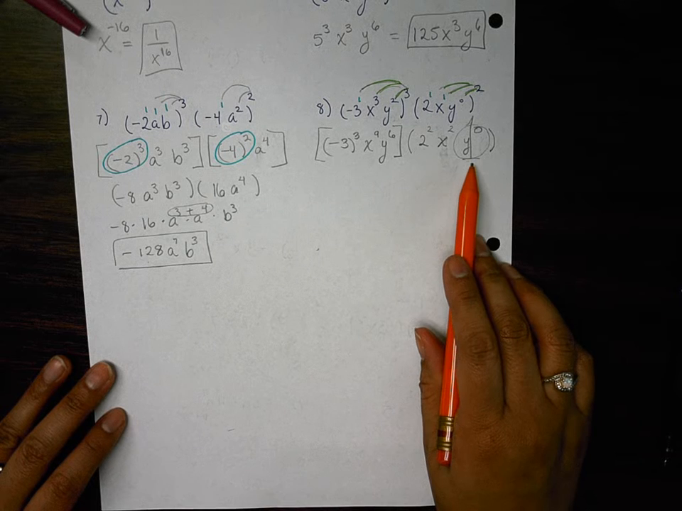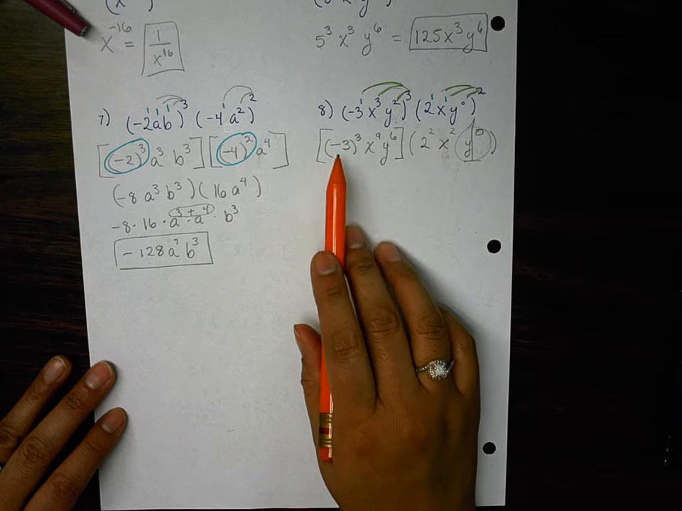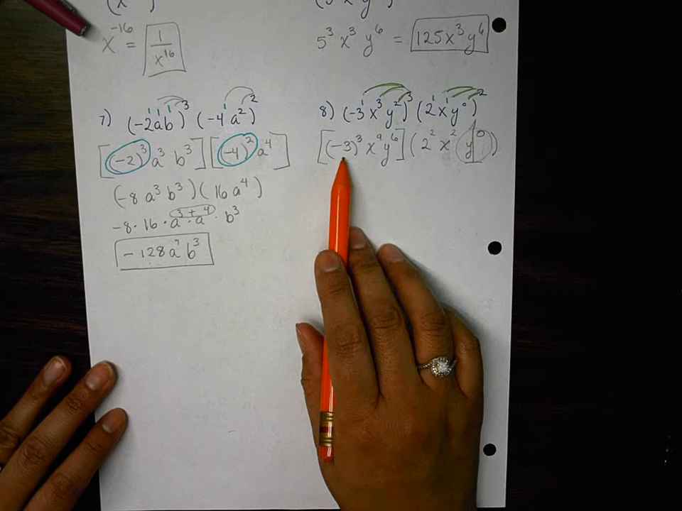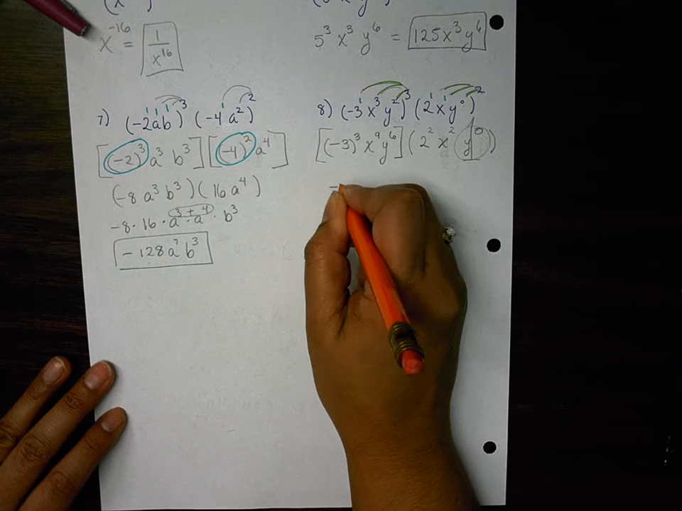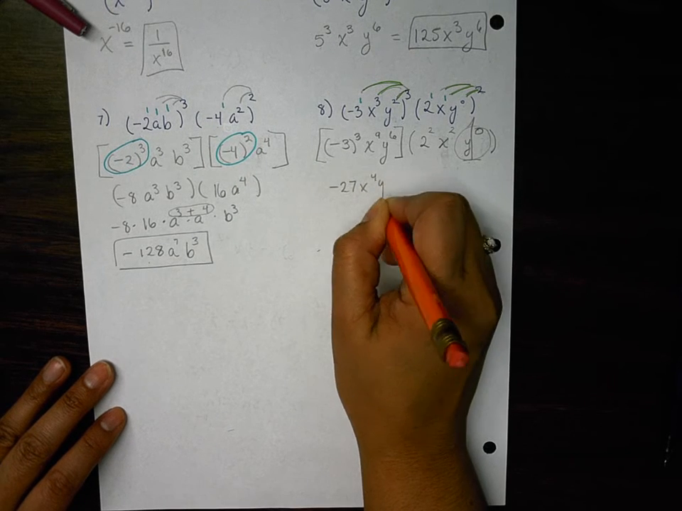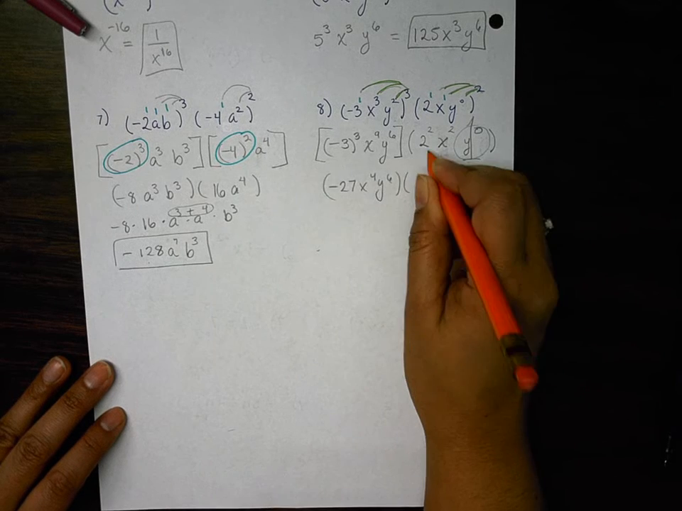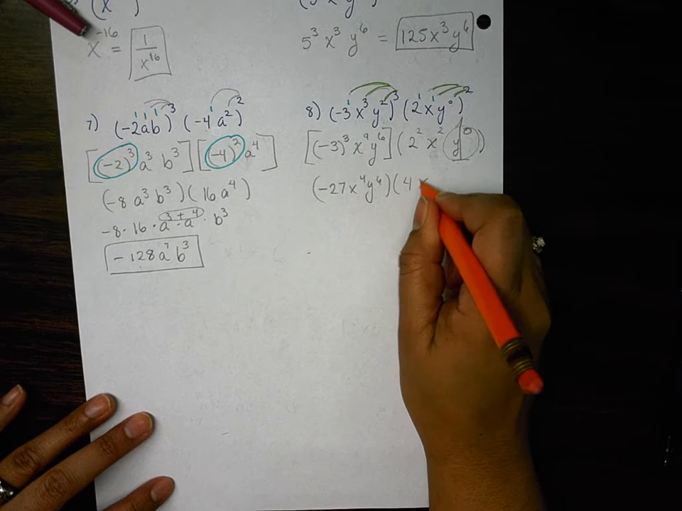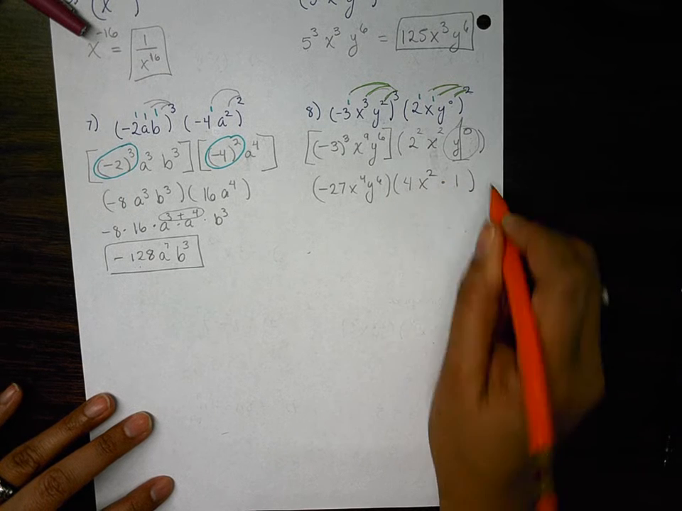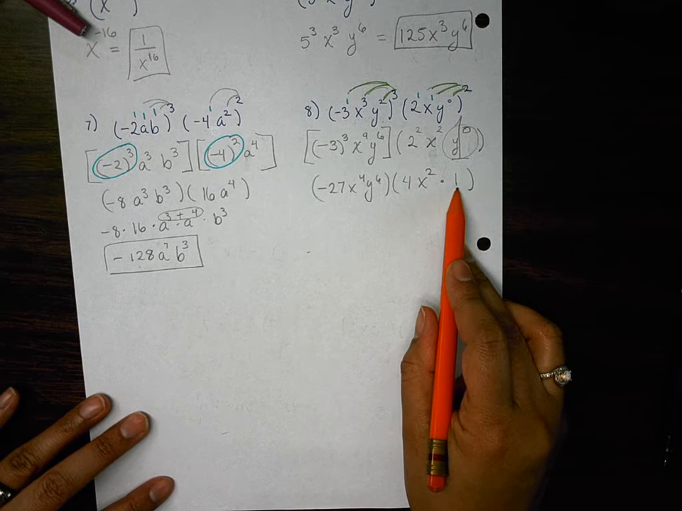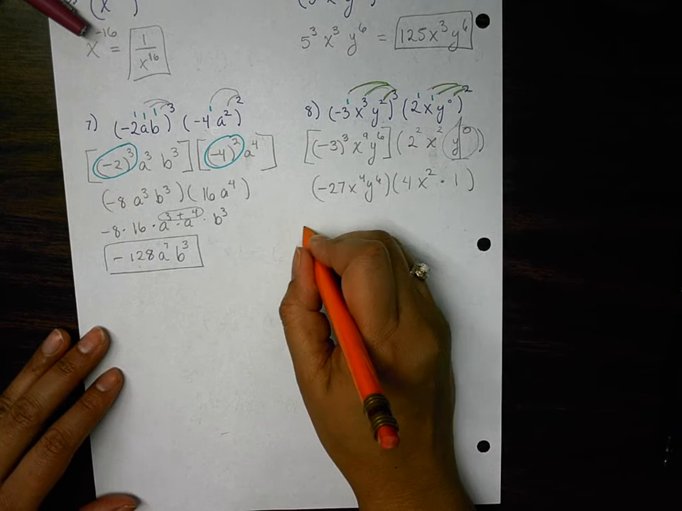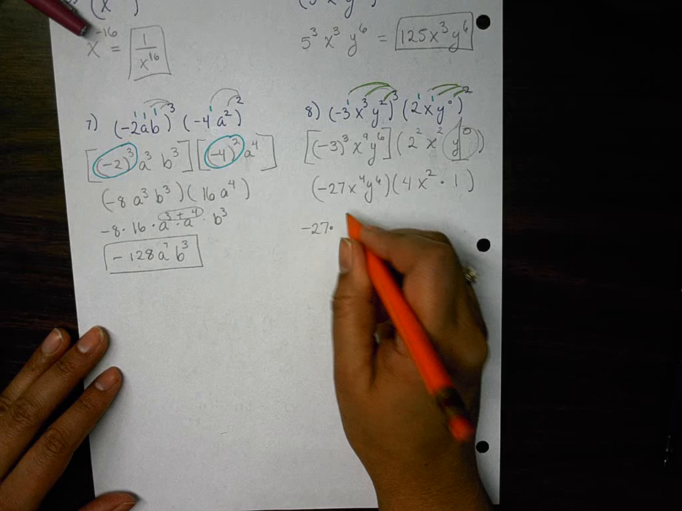Okay, I'm going to clean up. Negative 3 times negative 3 is positive 9. Positive 9 times negative 3 is negative 27. X to the 9th, y to the 6th. 2 times 2 is 4. X squared times 1. Do I have to put the times 1 in there? Is it necessary? 1 is a multiplicative identity. It's not necessary. Again, this next step is only necessary if you are struggling on when to multiply and when to add.